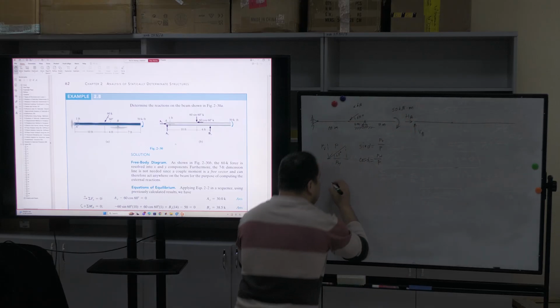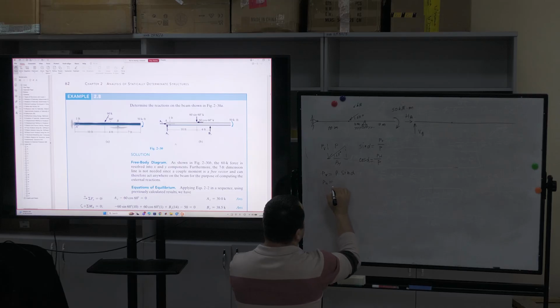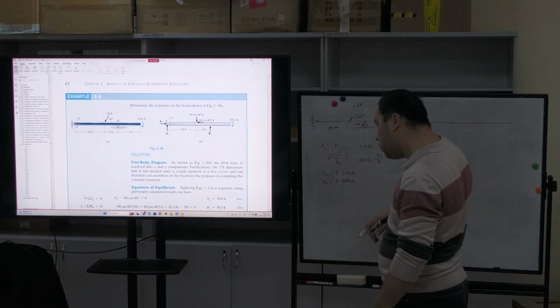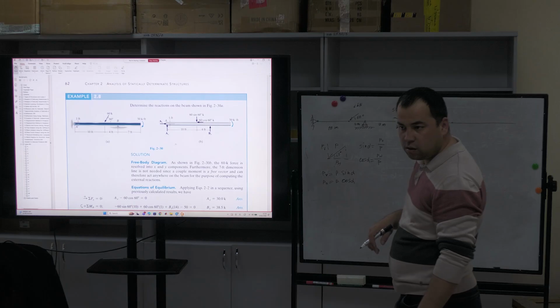Okay? PV in our case, the first case, will be equal to P times sine alpha. PH will be equal to P times cosine alpha. Did I make a mistake? Okay? Clear?